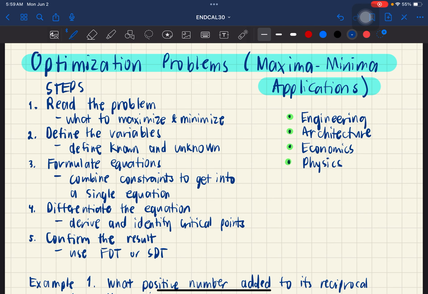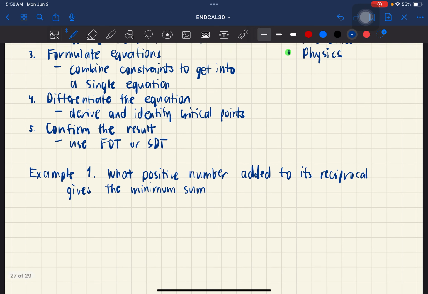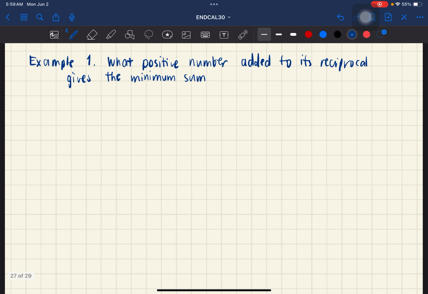After differentiating, we confirm the result. We use the first or second derivative test to verify, so we can identify the nature of the critical point, if it's a maximum or minimum. And let's try with some examples. Start with the first one.